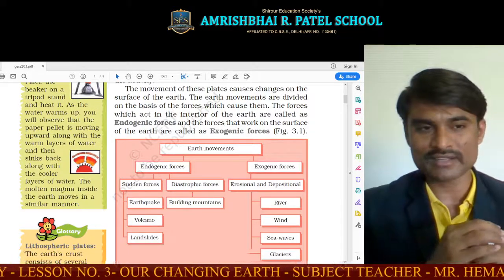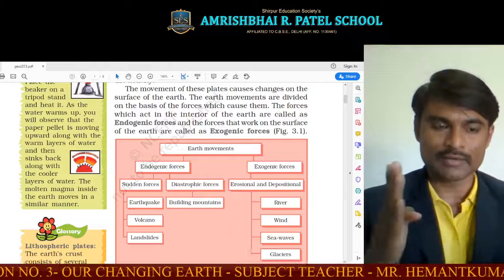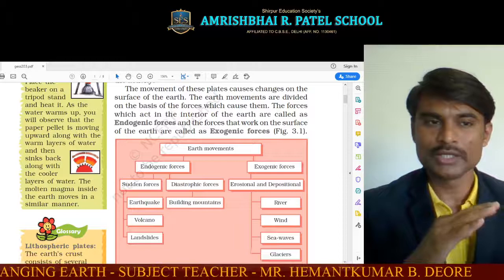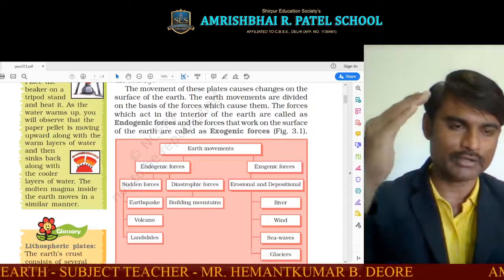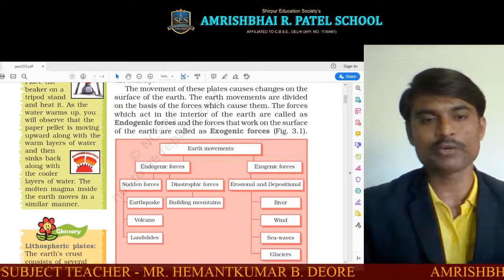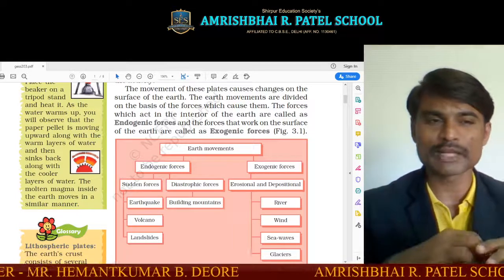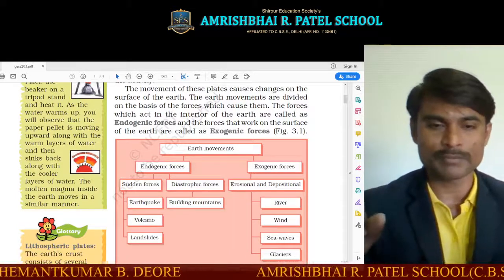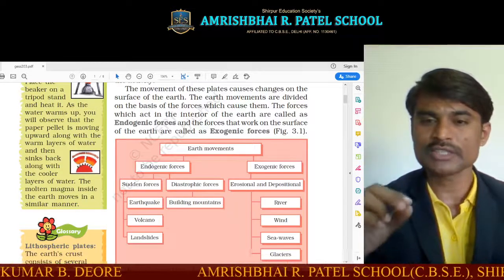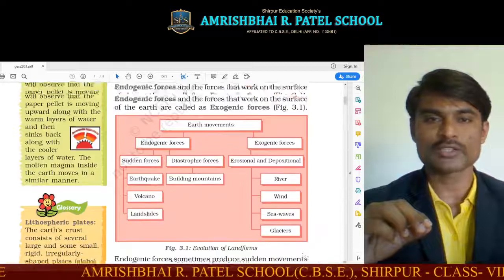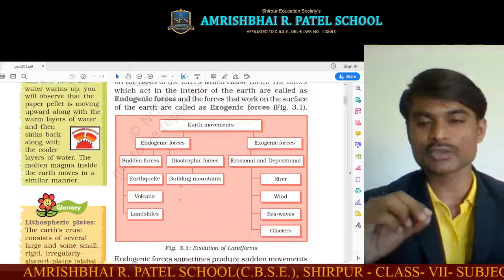The northern plains are divided into the Punjab plain, Ganga plain, and Brahmaputra plain. These are formed by rivers flowing down from the mountains, carrying sand, silt, and alluvium with them, and depositing them on the banks of the river. That's how the formation of the plain happens. So this is what we have seen about the movement of the earth on the basis of the forces which cause them.